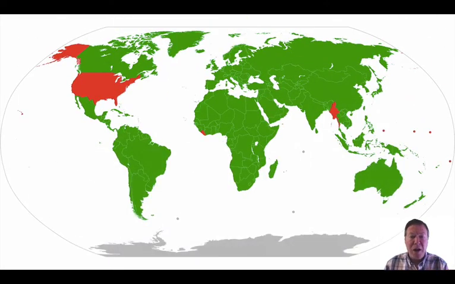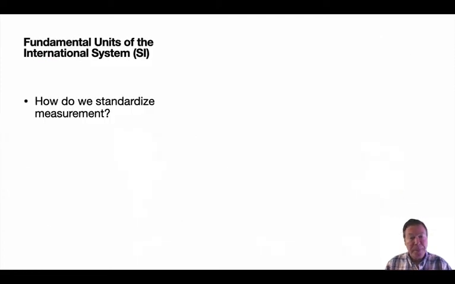So right now there are only 3 countries in the world that use anything but the metric system: the United States, Libya in Africa, and Burma in Asia. Those are the 3 countries that do not use the metric system. And actually, Burma is switching over to the metric system, so soon it'll only be 2. But 3 countries, one of them is us. Everyone else in the world uses the metric system.